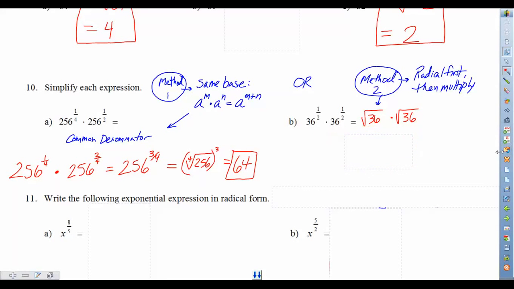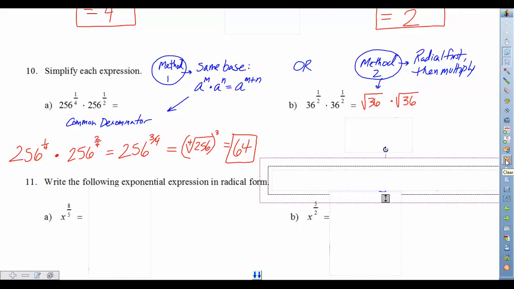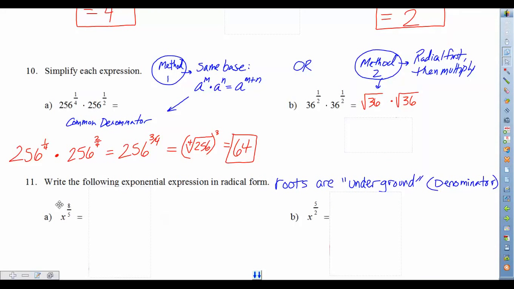Alright, so down here on this last one, and we'll pause this video and move on to the next level. So write the following exponential in radical form. I'm going to give you an exponent or a power with a rational exponent, in other words a fraction, and all I need to do, and all I really want you to do, the expectation, is for you to remember that those roots are underground. So I want you to look at x to the 8/5 and understand that we're taking the 5th root of x to the 8th.